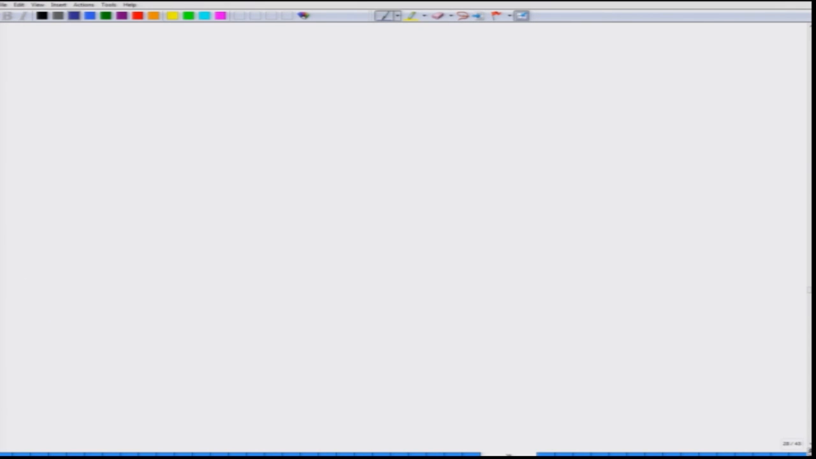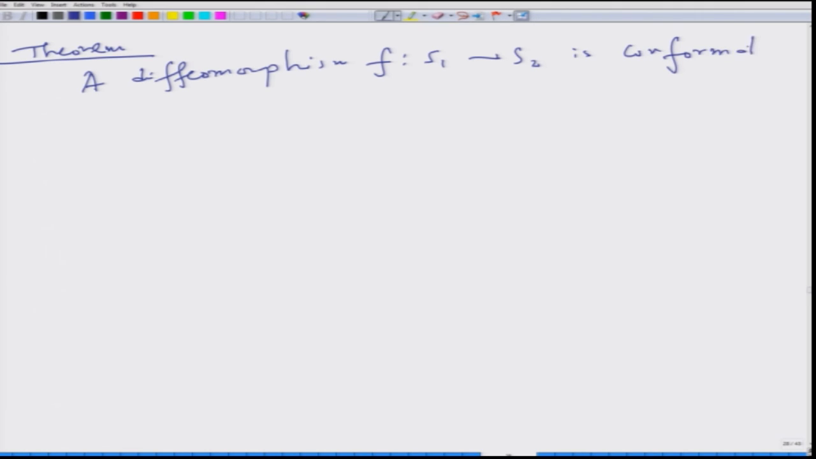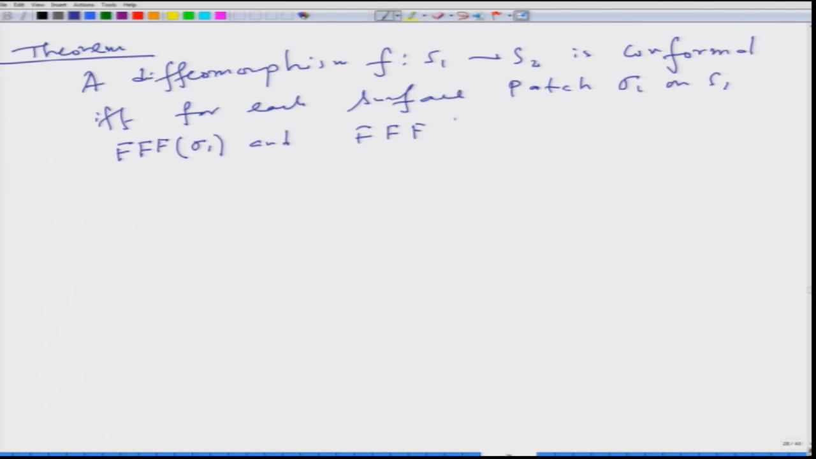And finally, I can then write down the theorem. A diffeomorphism f from S1 to S2 is conformal if and only if for each surface patch sigma 1 on S1, the first fundamental form of sigma 1 and the first fundamental form of f composed with sigma 1, what happened in the last example, which I told you to calculate, are proportional. One way is easy, the other way is the calculation I indicated.